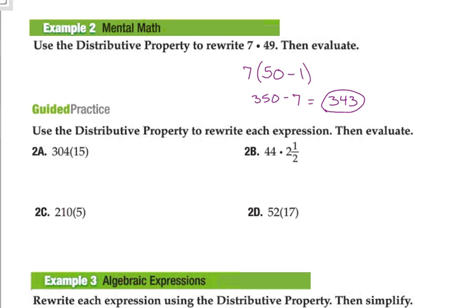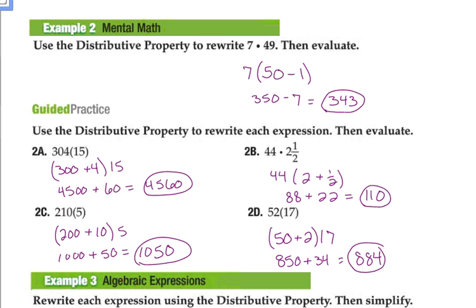All right, go ahead and look at the guided practice. And again, our goal is to rewrite these numbers to figure out a nice quick way that we can get the answer. And evaluate means find the numerical value. Of course, the problems are always trickier than the example. But looking at these, actually, all we did was rewrite the 304 to 300 plus 4. It wasn't the 15 that we could change. You could have changed it to 20 minus 5, and that would have worked. Some pretty big numbers, but you should have ended up with 4560.